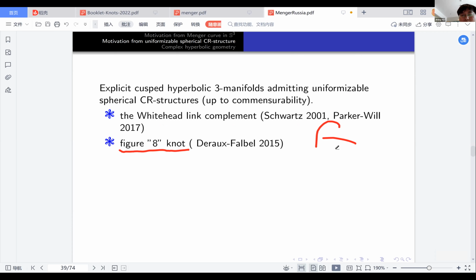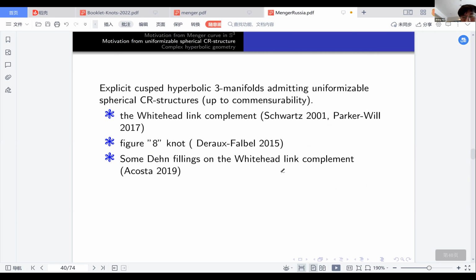And the second explicit example is given on the figure-eight knot complement. I think everyone should know the figure-eight knot, right? And it is given by Deraux and Falbel in 2015. And then in 2019, Acosta showed some fillings on the Whitehead link complement also admit uniformizable spherical CR structures.